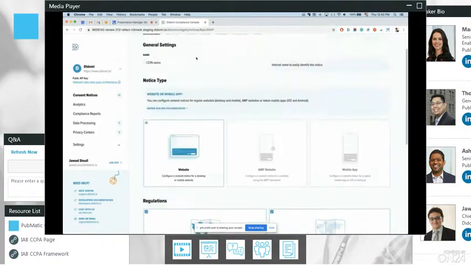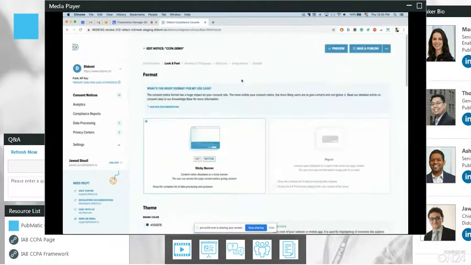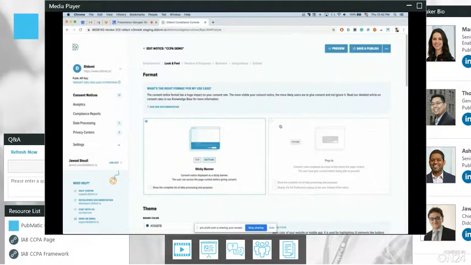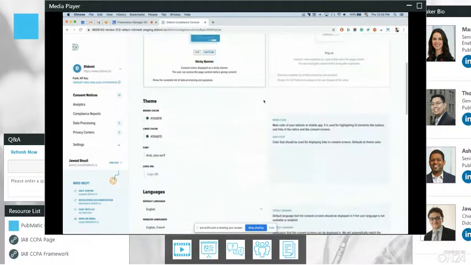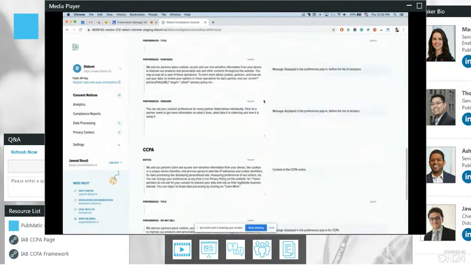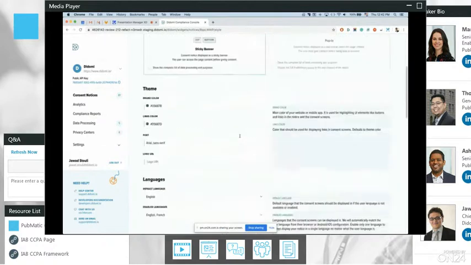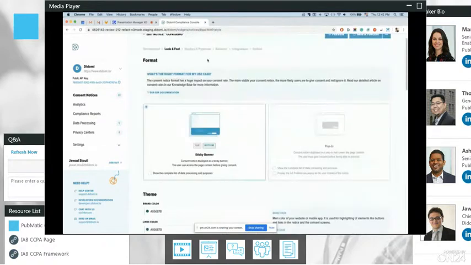So keeping CCPA enabled here, you're able to then configure all the look and feel of your consent notice. So you can choose what you want it to look like, what the color should be, what the text should be. You can edit all your standard texts that are offered, making sure that it's very customized to how you operate as a company.